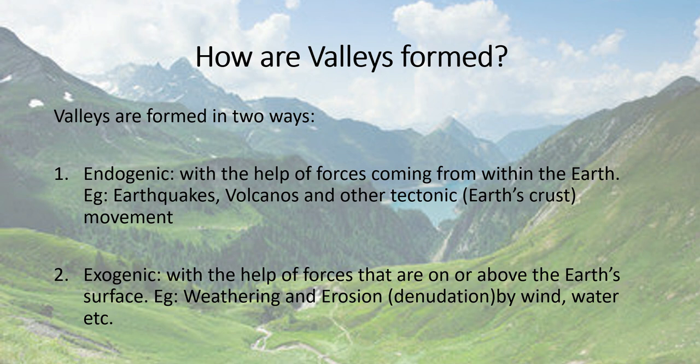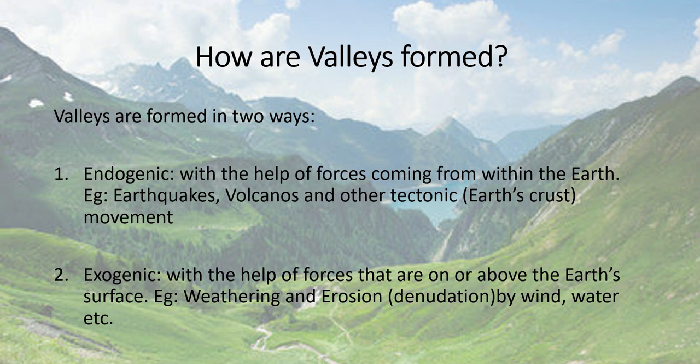How are valleys formed? Valleys, children, can be formed in two ways. One is through the endogenic process and the other one is through the exogenic process. Now what are these big sounding names, endogenic and exogenic? Okay. So endogenic means, the word endo means inside, coming from within, and exo means outside, which is from outside.